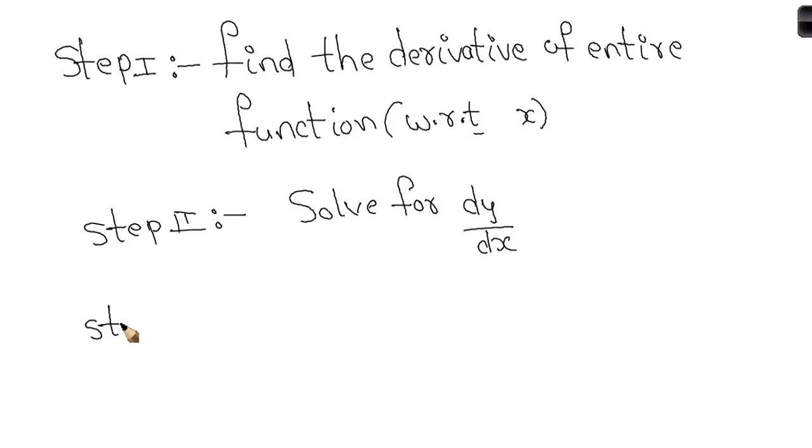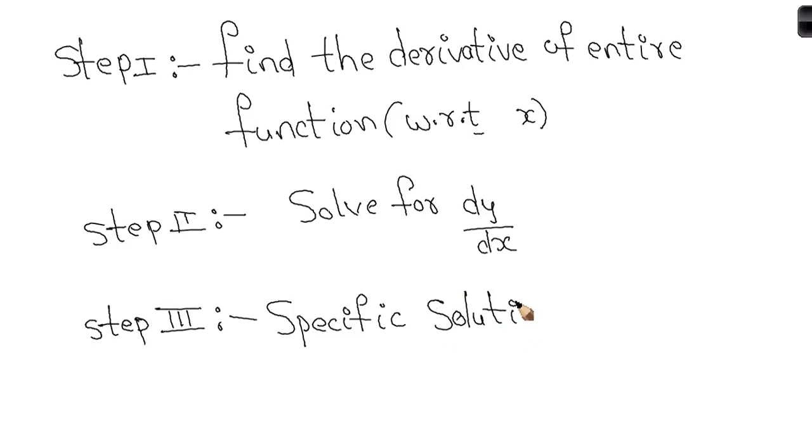In step 3, if a specific solution is asked, substitute the corresponding values of x and y. What is a specific solution? For example, find dy by dx of y minus sin of xy is equal to 0 at x is equal to 1 and y is equal to 2. It means they are particular about the values of x and y. If the specific solution is asked, what should you do? Substitute the values of x and y.